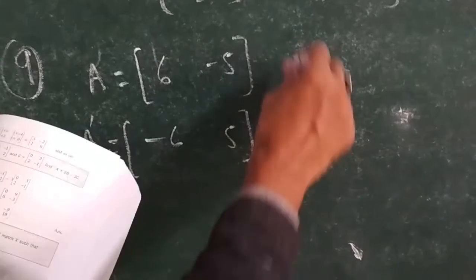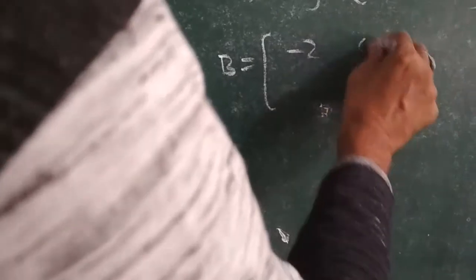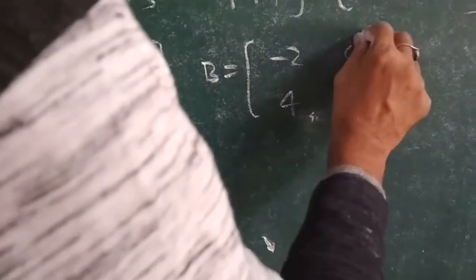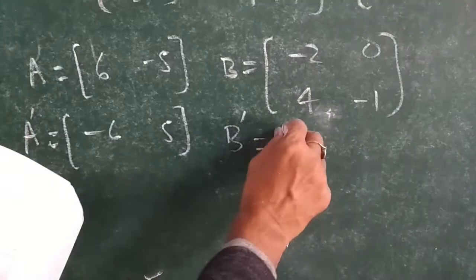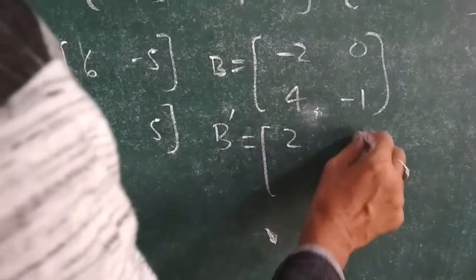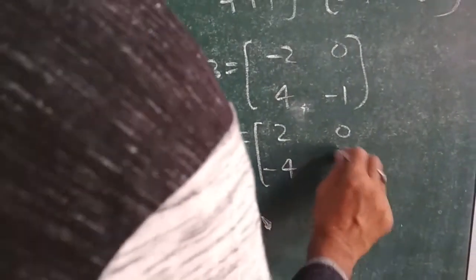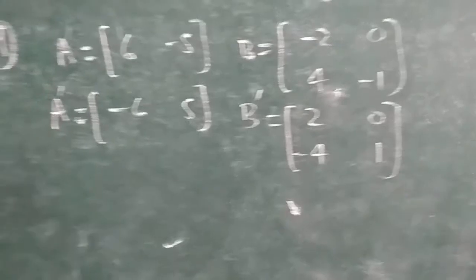Similarly, B matrix. B matrix is minus 2, 0, then 4, minus 1. What is the B dash? That is, the transpose. Change the sign of all the elements. 2, 0. Zero never takes any sign. Minus 4, plus 1. So this is your transpose of B. In the same way you find C.